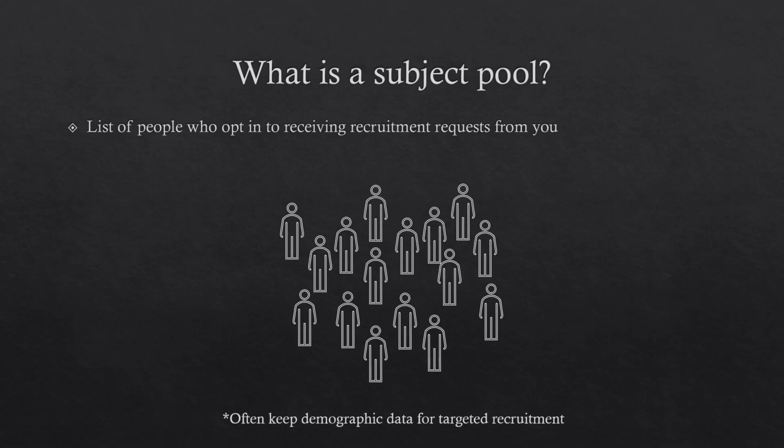Sort of the subject pool plus not only has the list of people with contact information, but also demographic data so that you can target people for future recruitment. So if you need to recruit women under the age of 25, you have their gender and you have their age, and you can see who in your pool fits that, and then only send a recruitment message to those people.